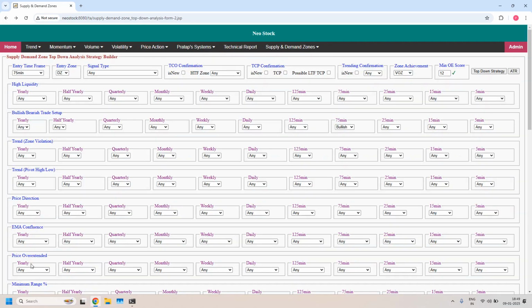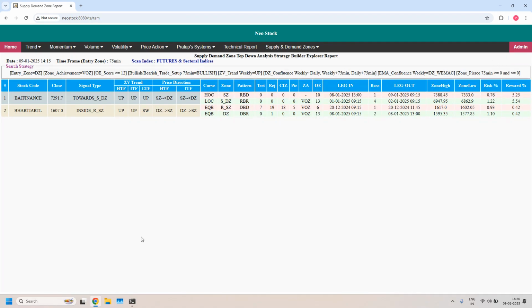Let us verify. In the EMA confluence, weekly time frame, weekly demand zone having weekly EMA confluence, and the trend at weekly time frame should not be sideways. Because it is a bullish trade setup, I am selecting uptrend. So we got 2 stocks. So these 2 are even more high probability trade setup demand zones.